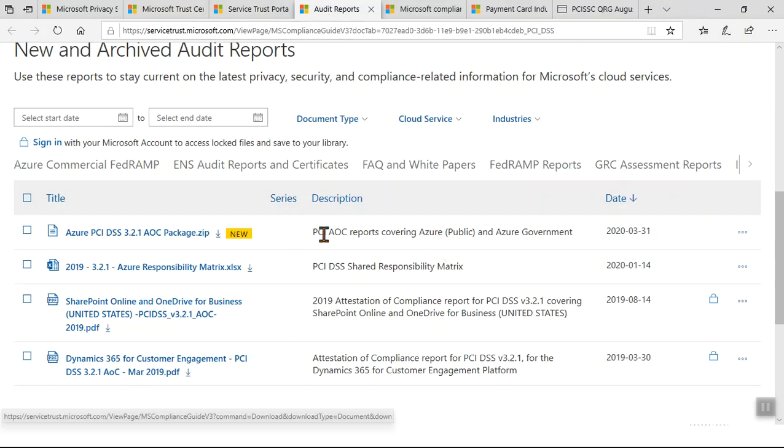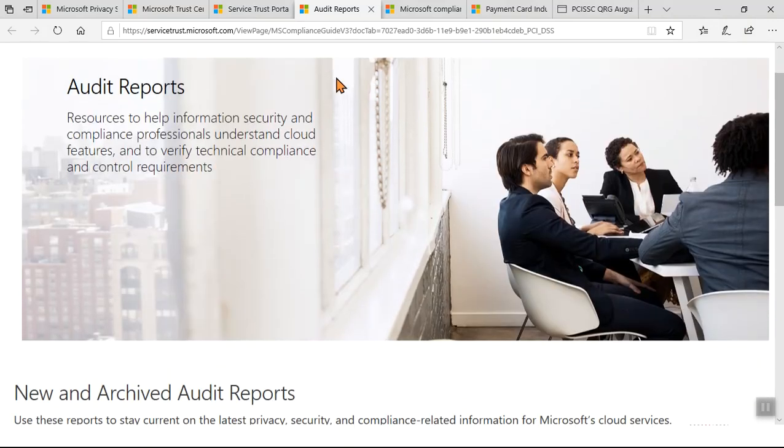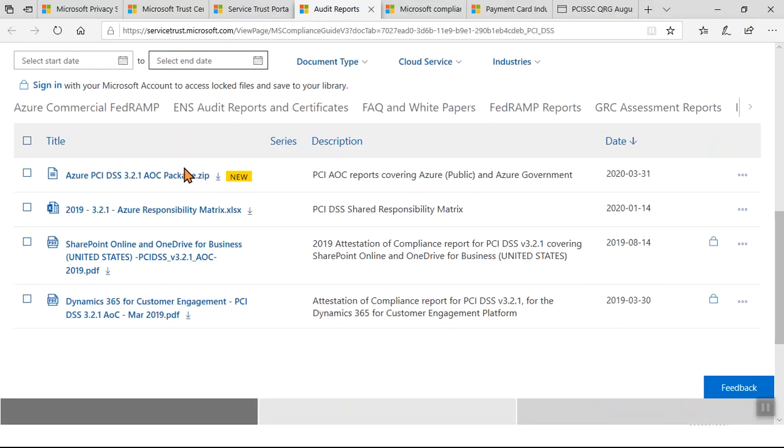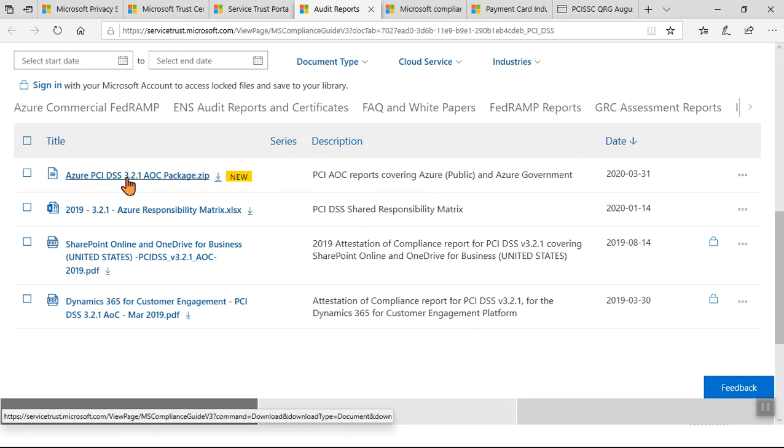And this is an example of one of those audit reports that you can get from the Service Trust portal. And as you can see, I have Azure PCI DSS. So this is one of the latest reports that covers Azure Public. So if you download this, you'll be able to see the security report pertaining to Azure Public.